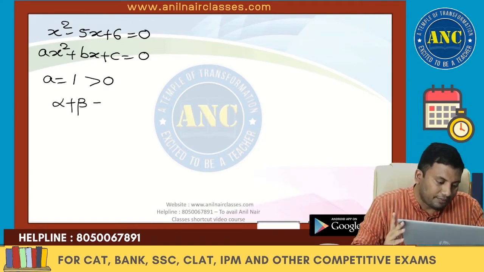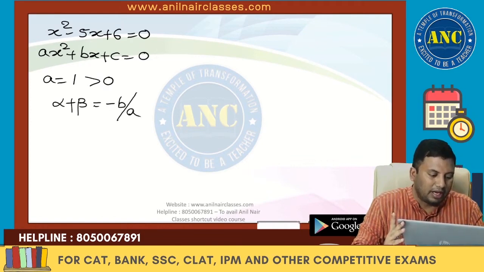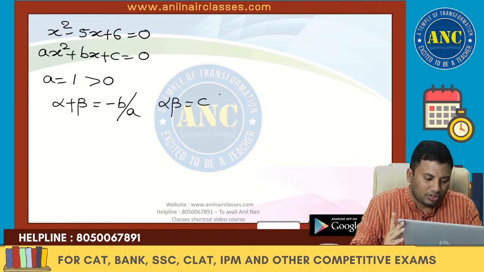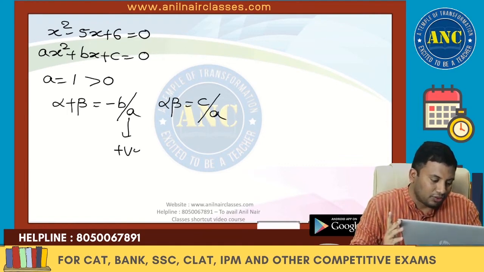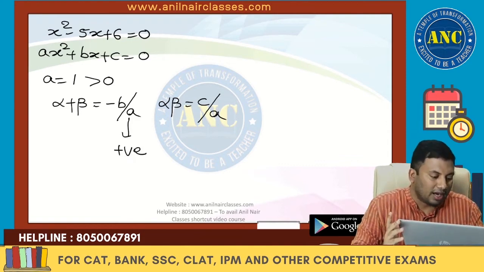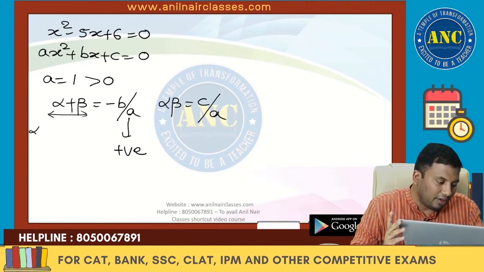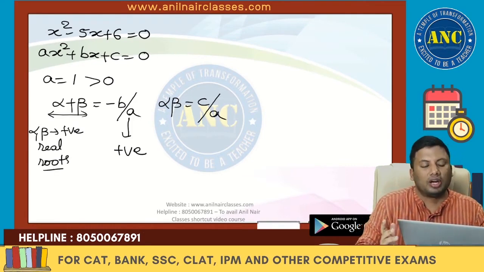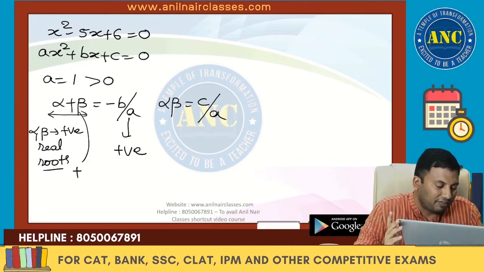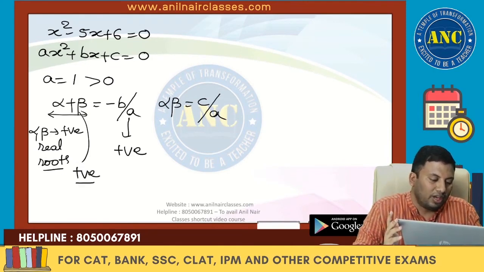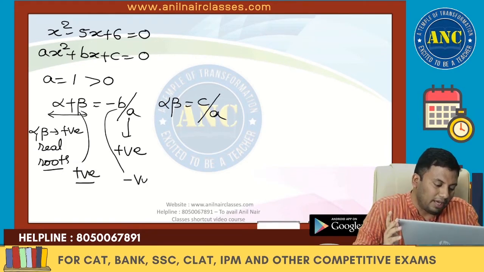Sum of the roots is nothing but minus b by a. Product of the roots is nothing but c by a. A is nothing but positive. Right? Now see here, the roots are alpha and beta. If I am determining the positive real roots, alpha and beta both are positive. Positive plus positive, the left hand side value will be positive. So if it is positive, b has to be negative.